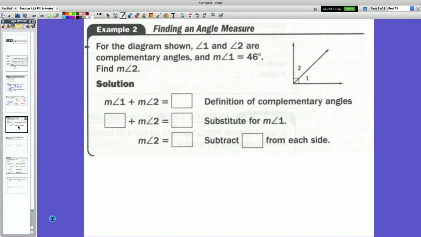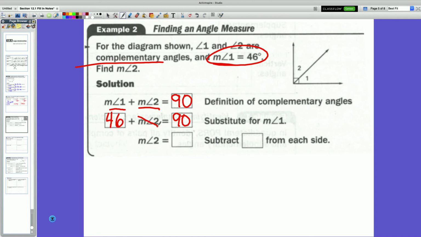Finding an angle measure. Now we're looking for a missing angle measure. It tells me that they're complementary. So I know that if I do angle 1 plus angle 2, since it's complementary, it has to equal 90. Then it's a matter of plugging in what the other thing gives you. It tells you the measure of angle 1 is 46 degrees. So I have 46 for the measure of angle 1, plus the measure of angle 2 has to equal 90.